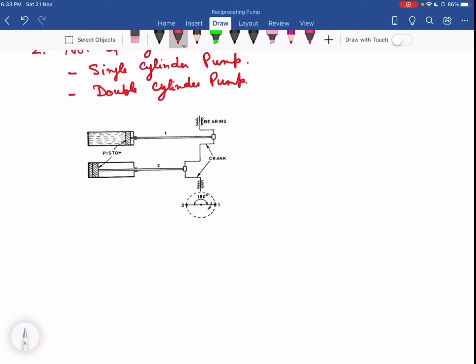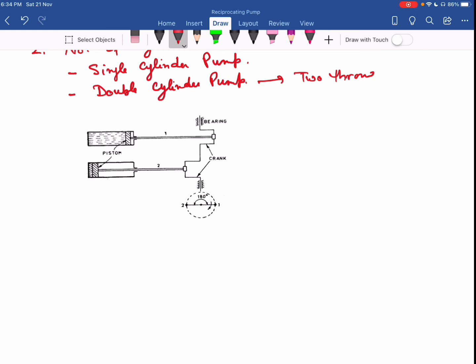Okay. So a double cylinder pump, also called a two throw pump, consists of two cylinders that are connected to a single shaft. Each cylinder has its own suction and delivery pipe. This is important over here: in the case of a double cylinder pump, each cylinder has its own suction and delivery pipe.